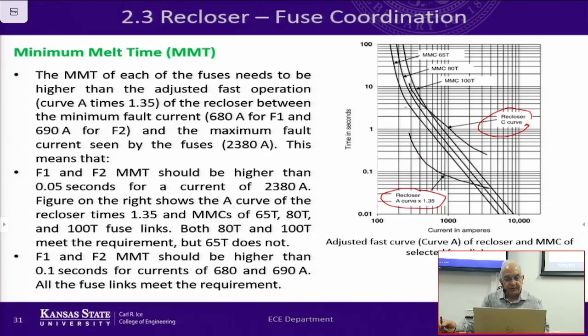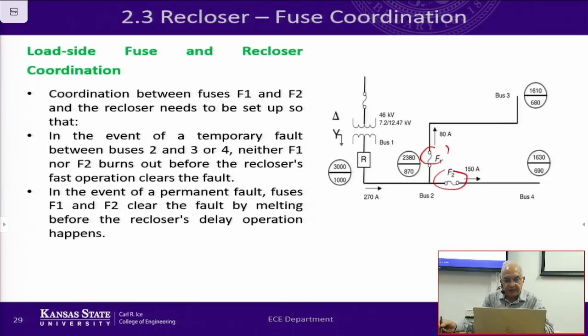What we have to do is have the coordination between these devices at 680 amps and 690 amps. Those are the minimum fault currents that are going to flow on the lines. If the fault happens here, for example, 680 amps are going to flow in the circuit. If the fault happens here, 690 amps is going to flow. But if the fault happens to be right here, then it's going to create a fault current of 2380 amps. That's the maximum current.